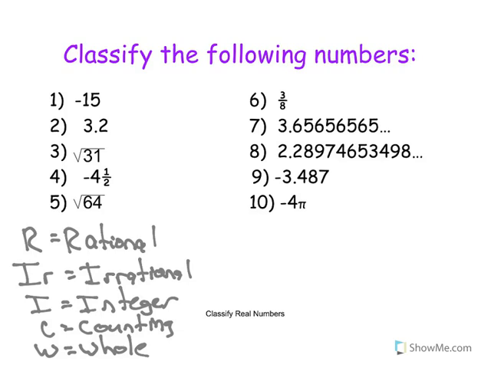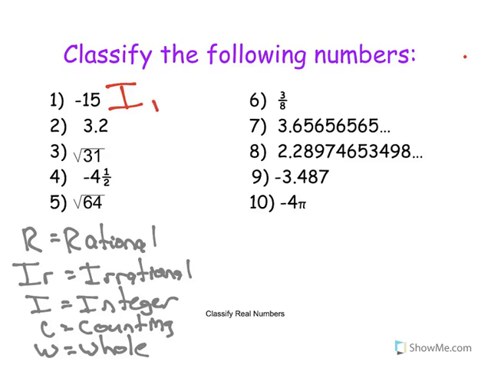So I'm going to look at the first one, -15. One thing we need to understand is every number has to be either rational or irrational. If it is irrational, it will only be irrational. If it is rational, it's possible that it has other classifications. So let's look at -15. Is -15 a whole number? No, because whole numbers and counting numbers have to be positive. I mean, a whole number can be 0 or positive, and a counting number is positive. Is -15 an integer? It is. So we're going to classify it as an integer.